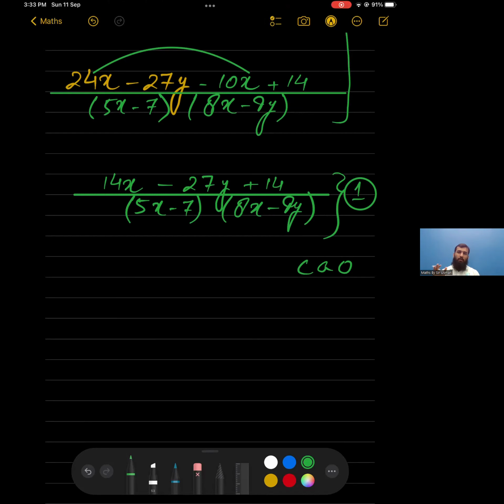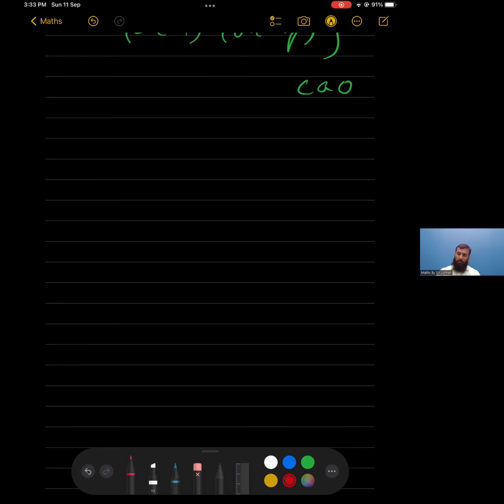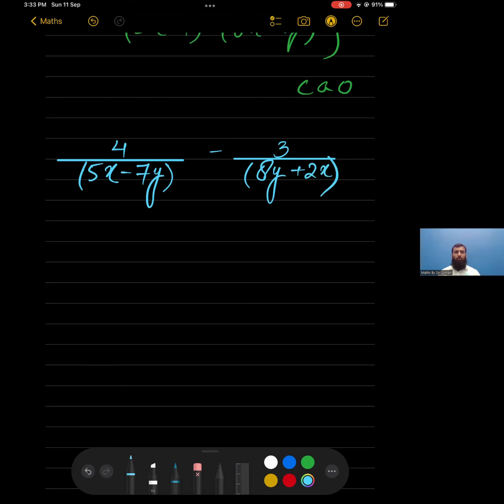Now I'm giving you a similar relevant question. You try this and let's see if you people are able to solve this. So I've got 4 over 5x minus 7y minus 3 over 8y plus 2x. Now you all need to solve this and see if you people can do this correctly or not. Try it quickly and let me know the answers, all of you.